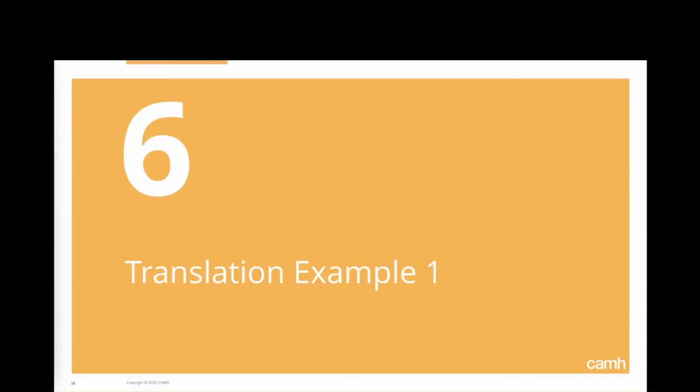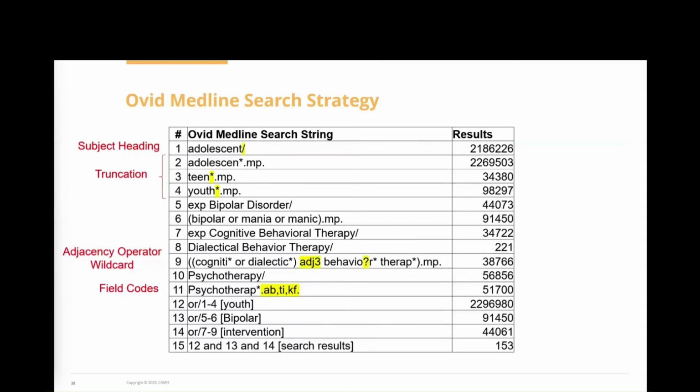Translation example 1. Now that we're familiar with selecting appropriate databases for our topic, search syntax, and advanced searching techniques, let's look at some examples of how to apply what we've learned. As mentioned earlier, we'll be using Medline as our starting strategy, and then we'll adapt it to other databases. This strategy includes a combination of the use of various syntax.